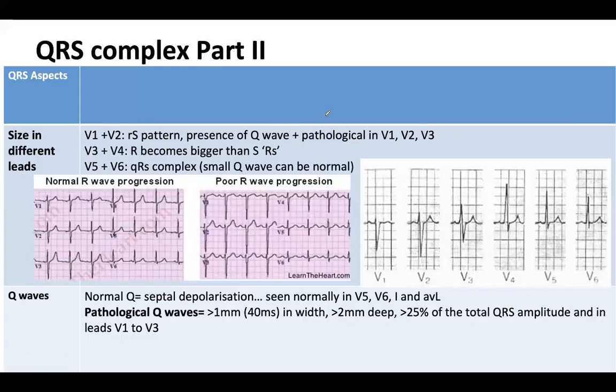Okay, QRS complex part 2. So we're moving to the chest leads now. So these are the chest leads. Generally in the chest leads, can all of you see this pointer though, when it's the pen? Yep.